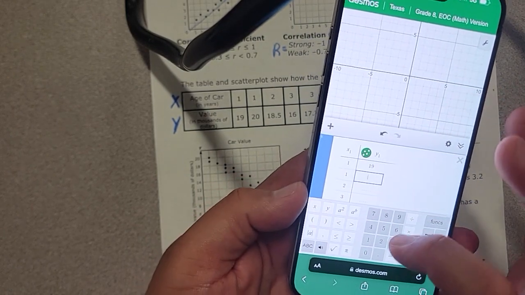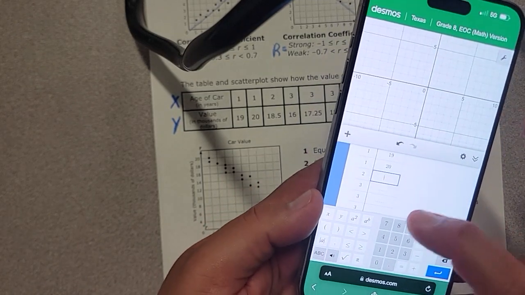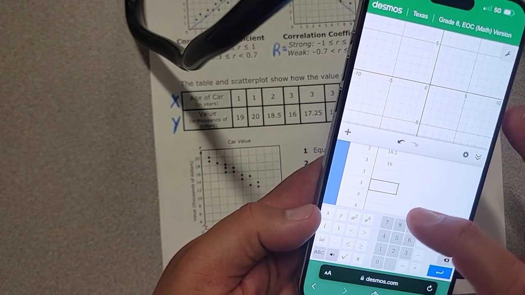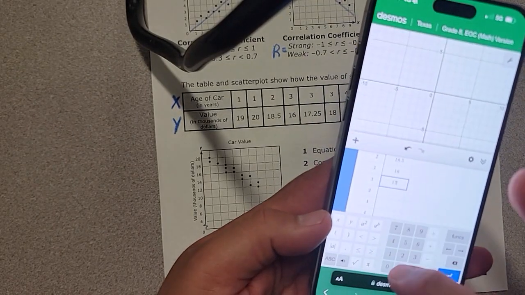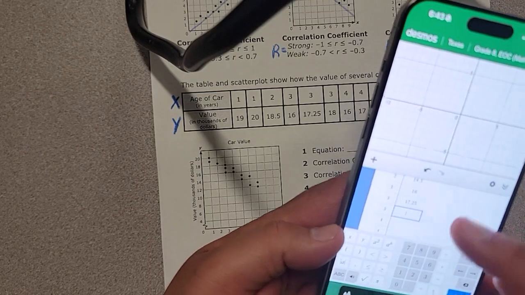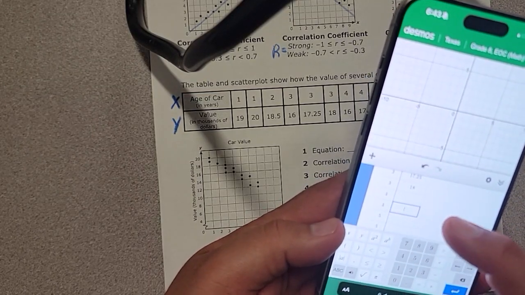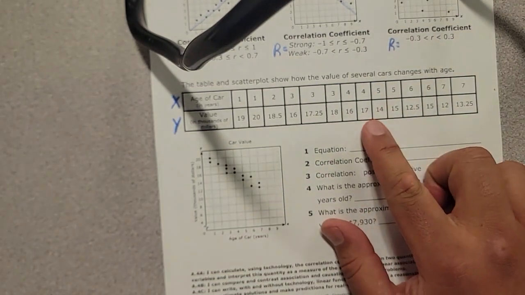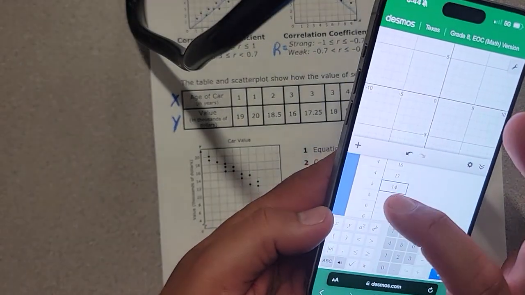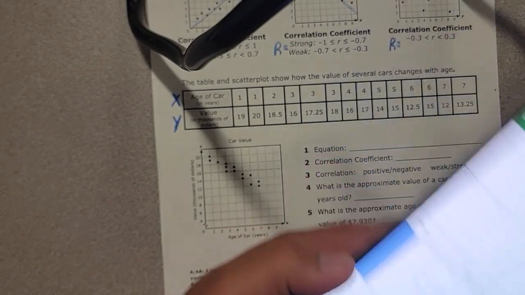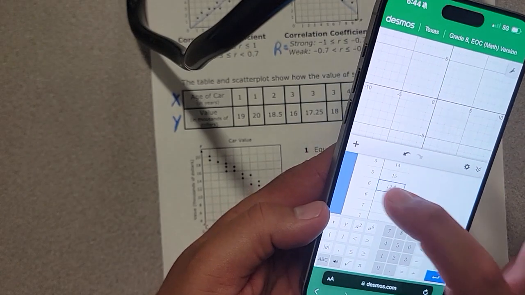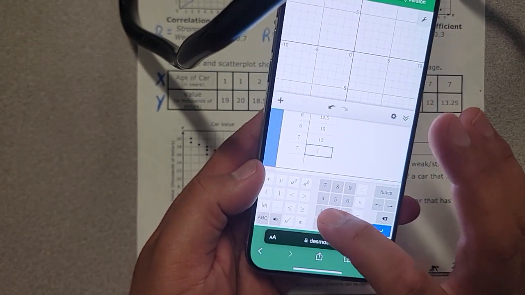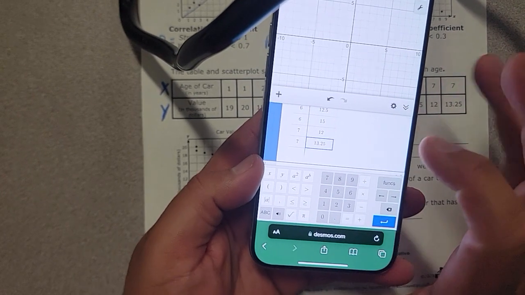So you have 19, 20, and 18.5, 16, 17.25, 18, 16, 17, I'm just copying these down, 14, 15, 12.5, 15, 12, and then 13.25. All right. So a lot of typing, but we're going to get some stuff here.